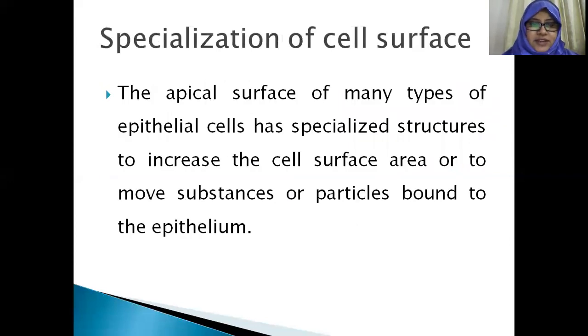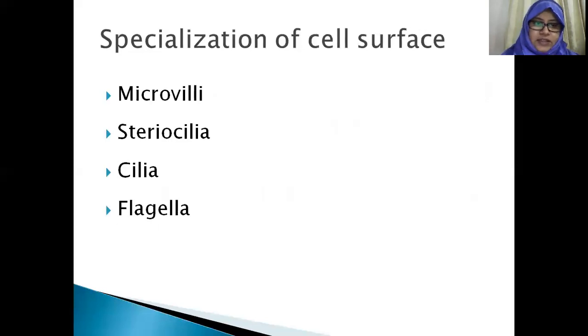Now, specialization of cell surface. The apical surface of many types of epithelial cells has specialized structures to increase the cell surface area or to move substances or particles bound to the epithelium. These are microvilli, stereocilia, cilia, and flagella.